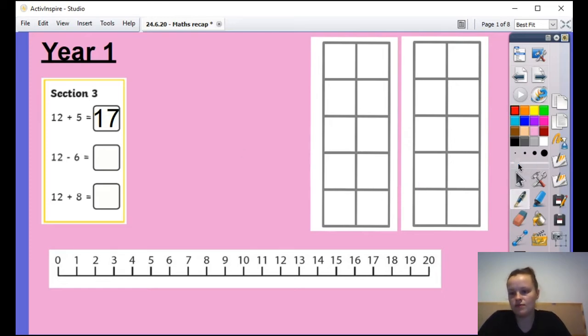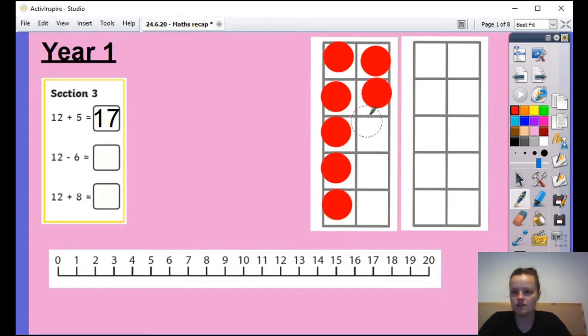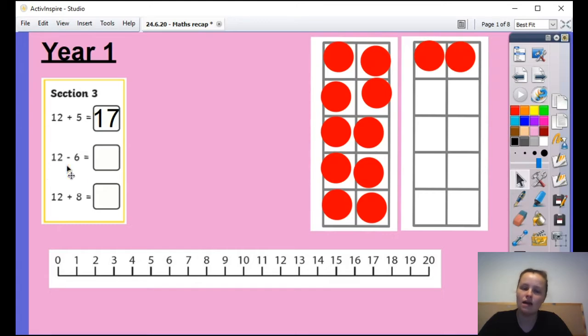That's one way. Or we could use these other ways. Okay, so let's start with the 10 frame straight away. So my number is 12, so I need to put 12 straight away on the 10 frame, don't I? Okay, so let's get 12 on the 10 frame. So 1, 2, 3, 4, 5, 6, 7, 8, 9, 10, 11, 12. Okay, so taking away, I need to take away 6 from here. Okay, so I could do that by pulling the dots away, but I'm actually going to do it by crossing them off today.